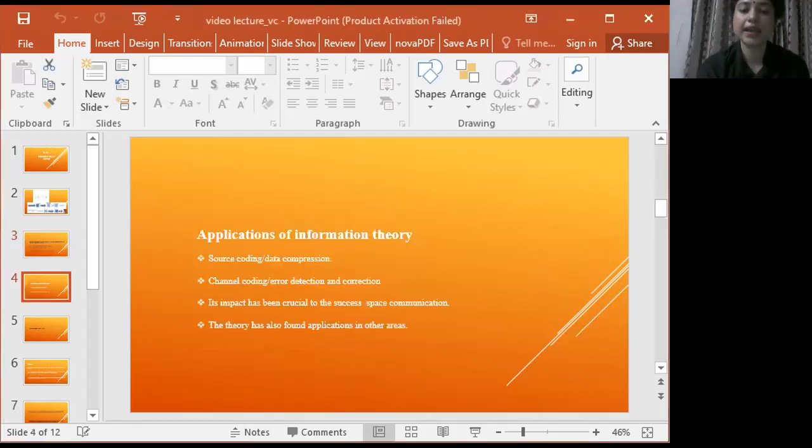So, what are the applications of information theory? The fundamental applications include source coding or data compression, which is done in a zip folder, and channel coding, error detection and correction. These are the common applications. It has a great impact in space communication also. Its impact has been crucial to the success of the Voyager mission to deep space, the feasibility of mobile phones, and the development of the internet. The theory has also found application in other areas, including statistical inference, cryptography, thermal physics, molecular dynamics, quantum computing, black holes, and various fields.